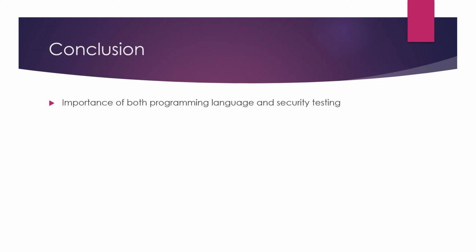Conclusion. A lot of issues that were found were due to improper coding standards. This helps us to know that programming language and security testing play a major role in secure application development. Security testing is considered to be an integral part of secure application development, and the use of advanced testing tools was discussed, which helped during the security testing of the given application.